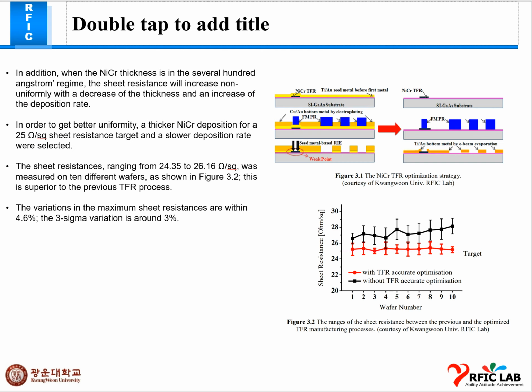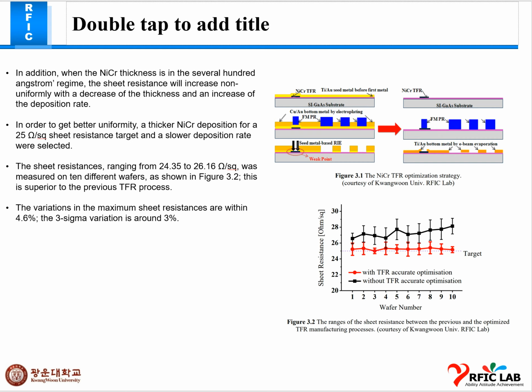This slide is about, in order to get a better uniformity, a thicker NiCr deposition, 25 ohms per square sheet resistance target, with a slower deposition rate.